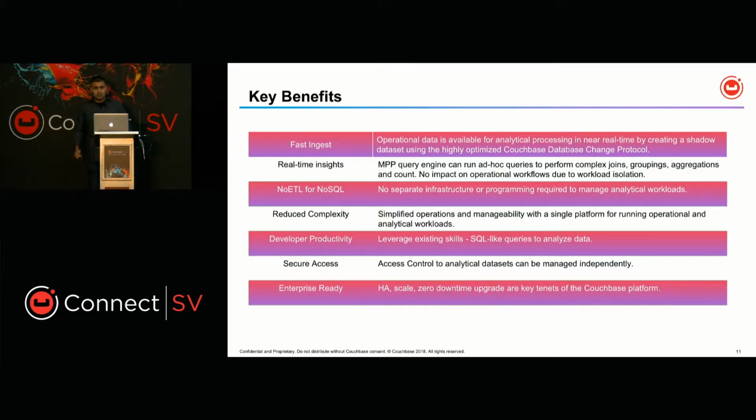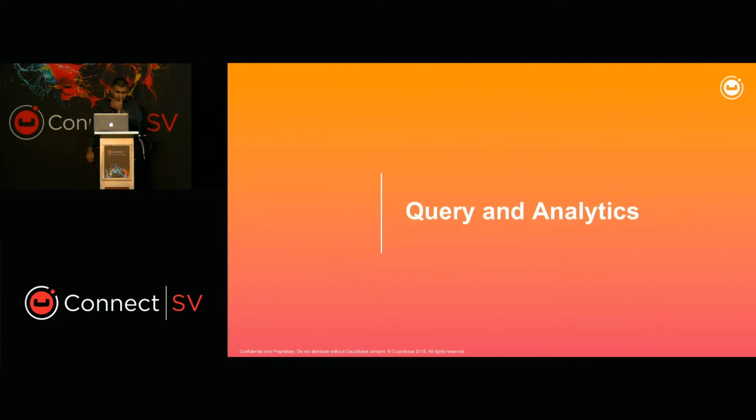All right, so one of the key questions that we get asked is, analytics is another type of querying, but you do have a query service. There is this thing called the query service that's been a part of Couchbase since 4.0. So what is the difference between what you have right now and what you're introducing with analytics?